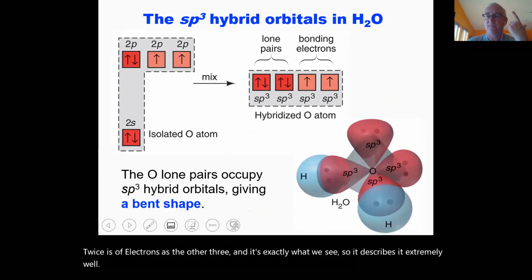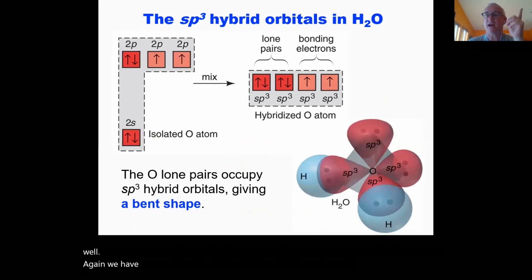Now again, we have sp3 hybridization, this time with water. Now we have 6 electrons hybridizing. So what's going to happen this time?